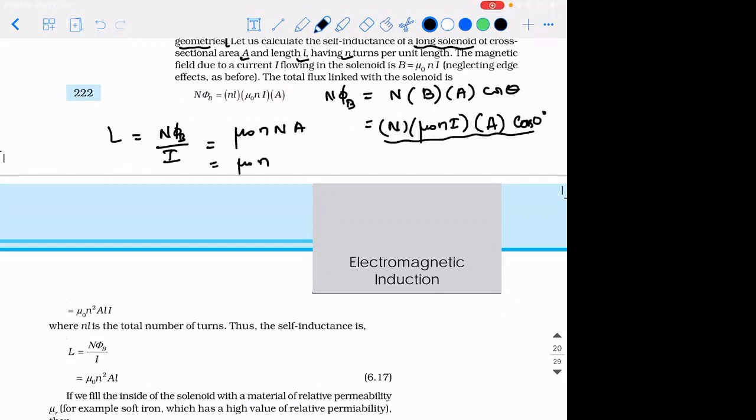This will be equal to mu naught into small n into, what is the value of capital N? Capital N is equal to small n into L, where small n is the number of turns per unit length and L stands for the length of the solenoid, multiplied with the area. So mu naught n square A L is the self-inductance of a solenoid. That is why in the beginning we said that inductance depends on the geometrical parameters and the intrinsic properties of the material. Am I clear? It is only 3 steps. Just write it down.